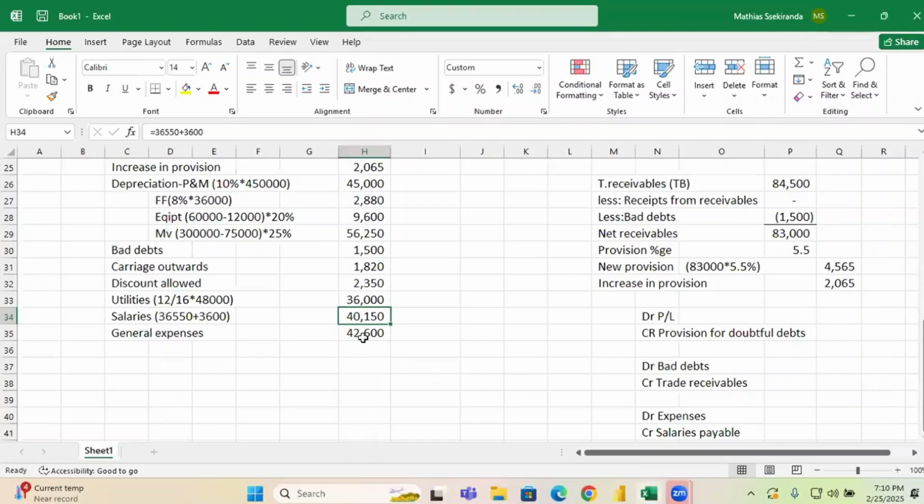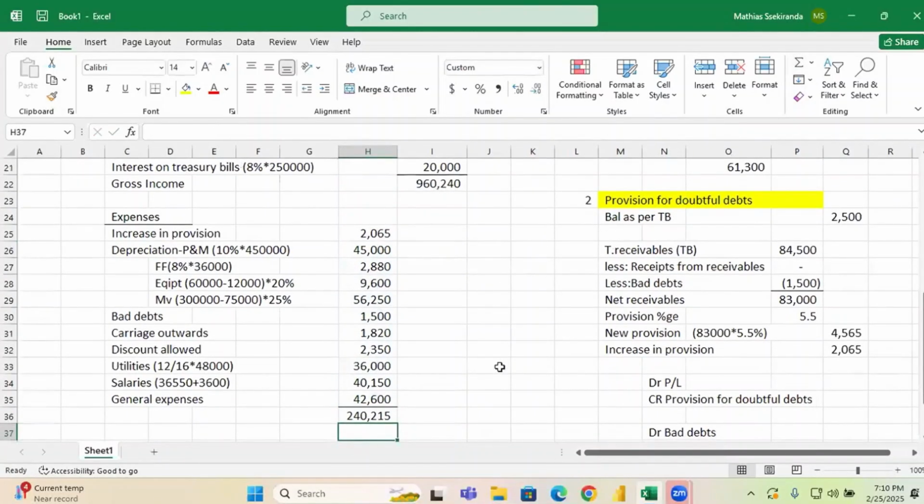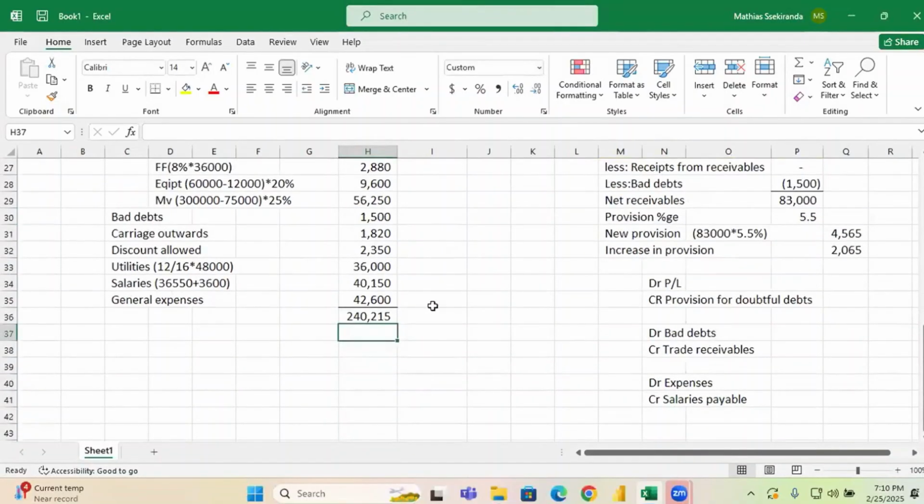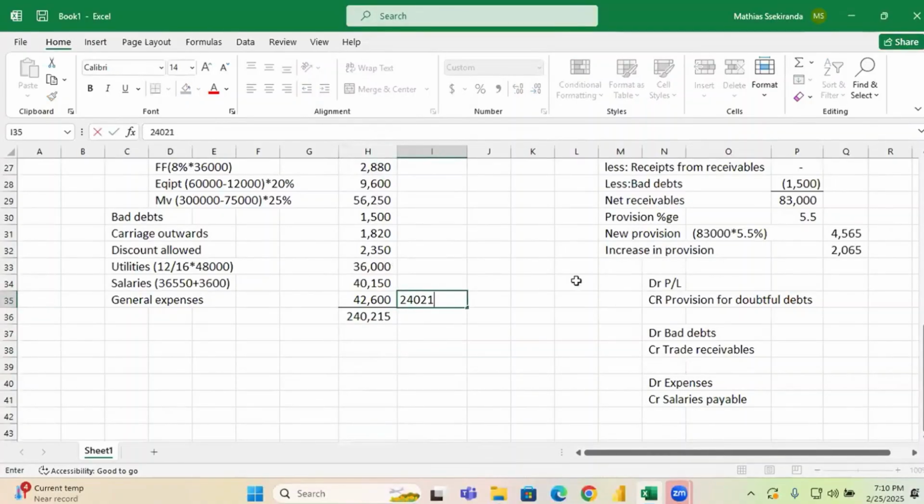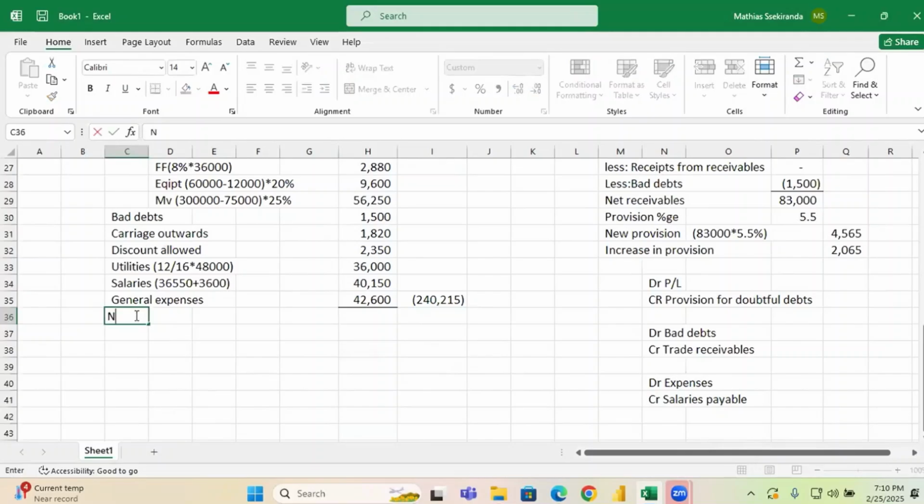So let us add up our expenses to see. Our total expenses are 240,215. I normally subtract these expenses from our gross income. Our gross income is higher, so we shall get a net profit.